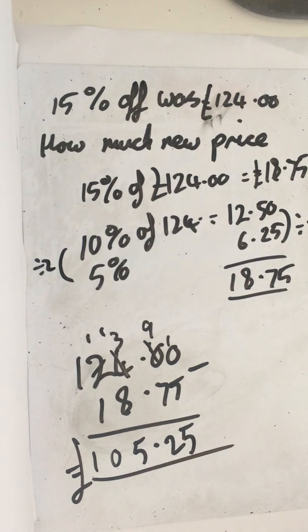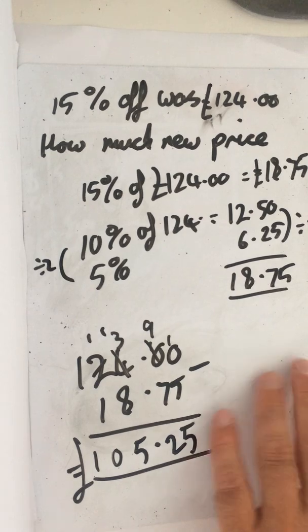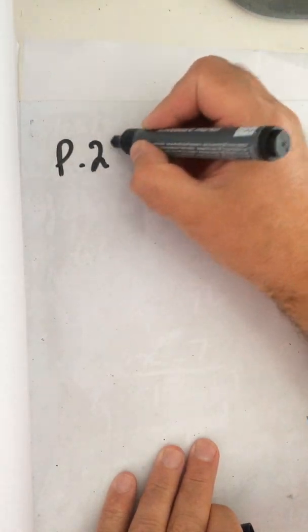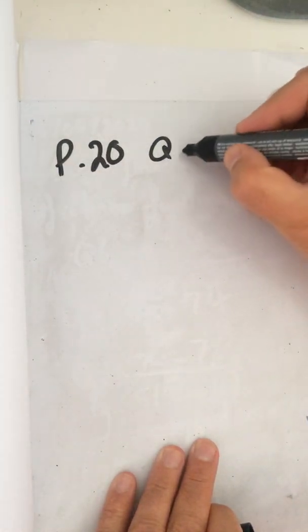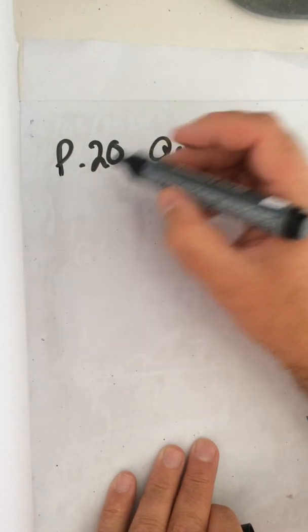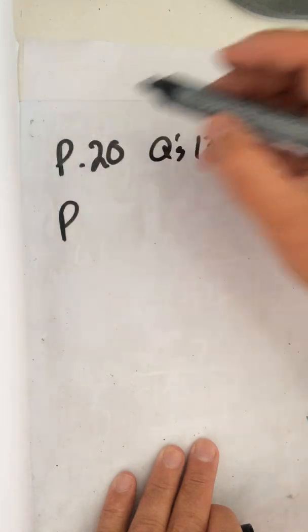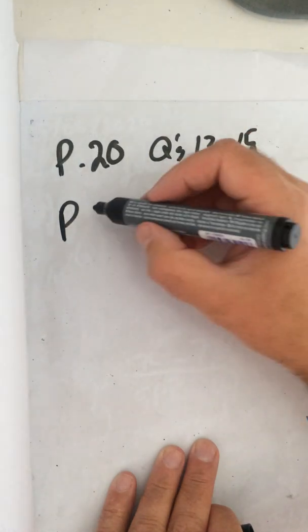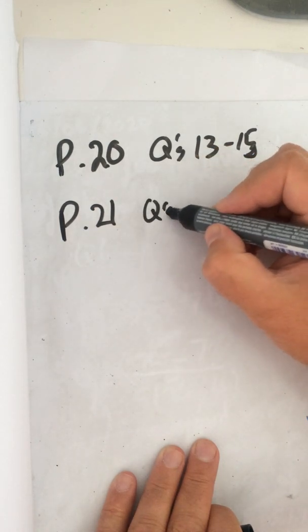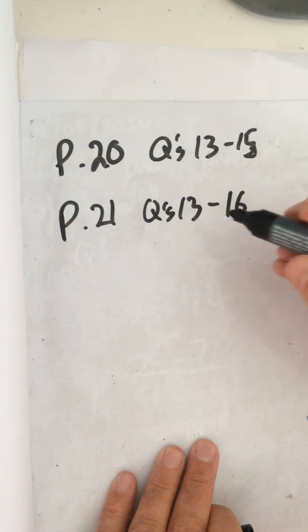So please show your workings with these questions. I'd like us to finish off today and finish off all our work on fractions, percentages, and decimals. Could we do page 20, please? Page 20, questions 13 to 15. Now these are the easier ones. If you want to skip those and go straight to page 21 and have a go at the hard ones, that's questions 13 to 16.